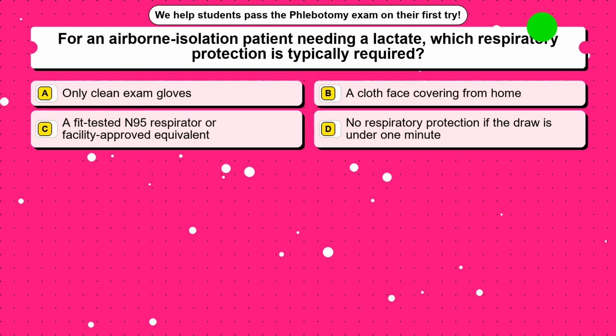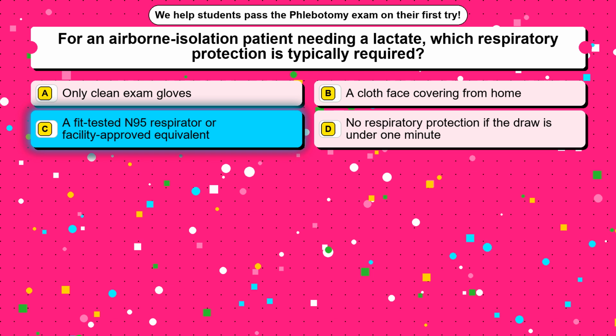Question 15. For an airborne isolation patient needing a lactate, which respiratory protection is typically required? Option A. Only clean exam gloves. Option B. A cloth face covering from home. Option C. A fit-tested N95 respirator or facility-approved equivalent. Option D. No respiratory protection if the draw is under 1 minute.